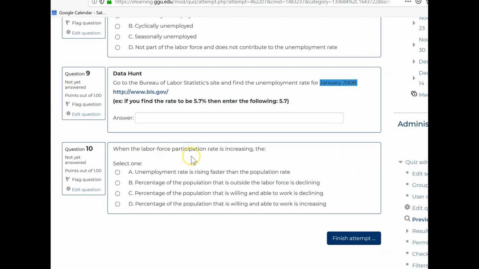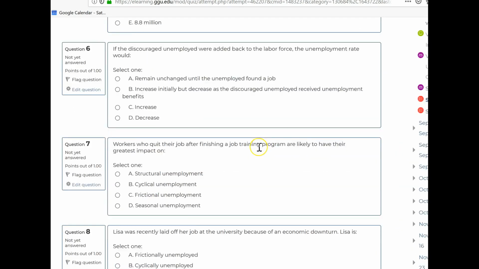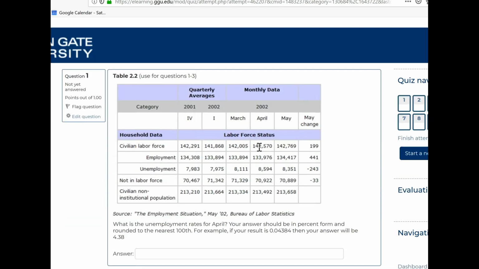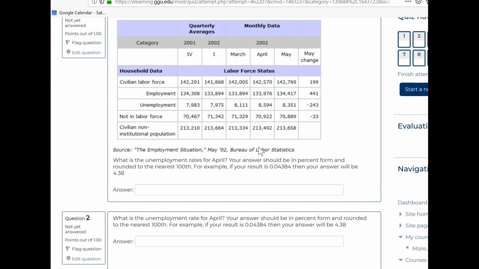Finally, when the labor force participation rate is increasing, so basically you have to know, what does the labor force participation rate measure? And so this is in the textbook. And so if you know the definition of the labor force, this should be fairly straightforward. So this set of quiz questions are pretty straightforward. There's nothing really too tricky about it. If you have any doubt, just email me.